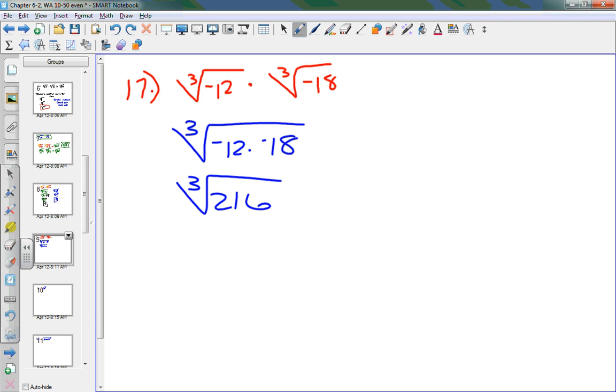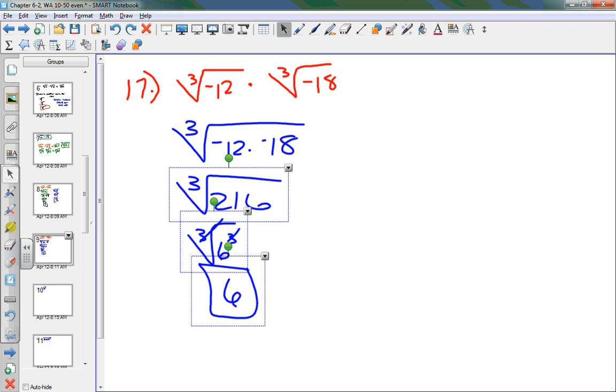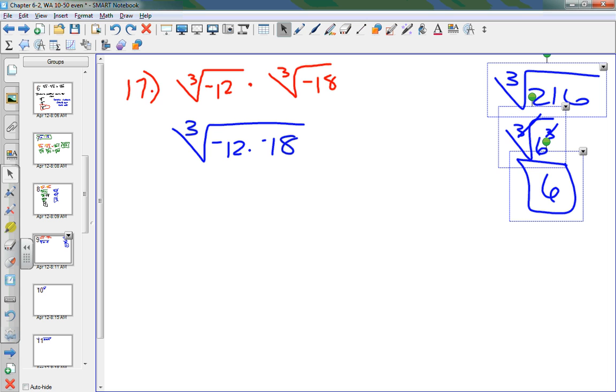Then you're sitting here and you're saying, well, what number multiplied by itself 3 times gives 216? I'm going to go with 6 times 6 times 6, which is 216. Now, that is the true answer. However, 3/4 of the class is not going to get it like that. So we're going to put this over here on the side, and we're going to do it the way most of the people are going to do it.